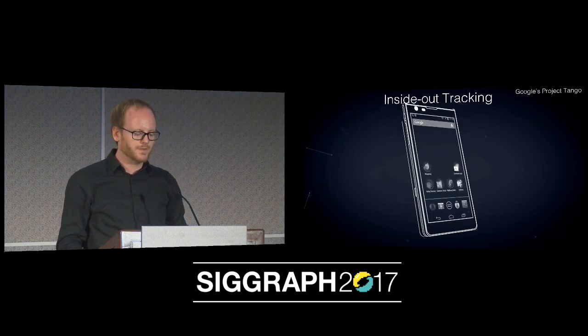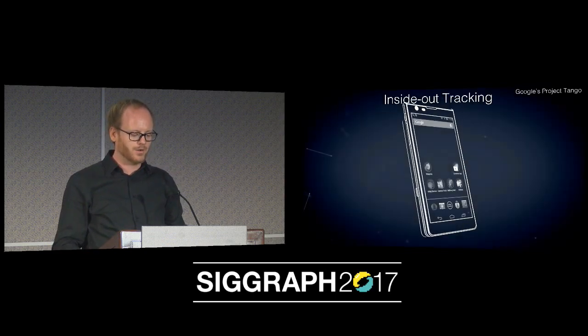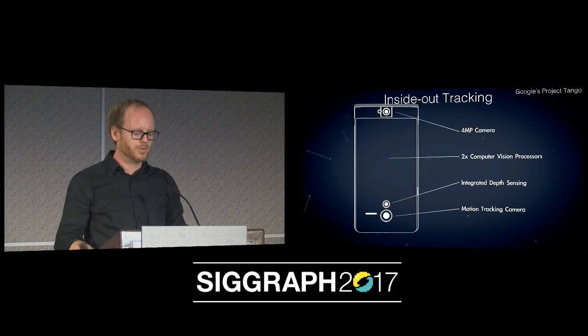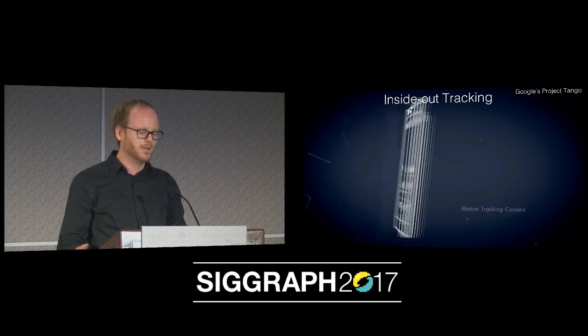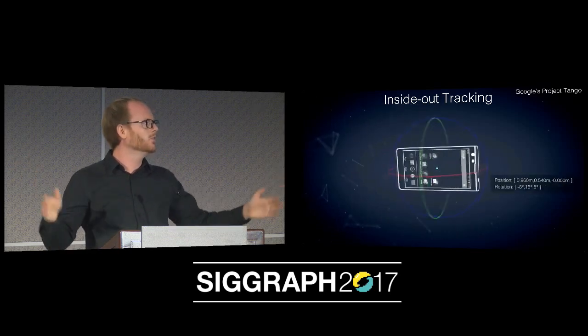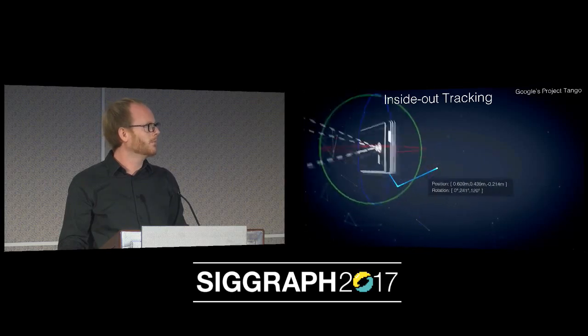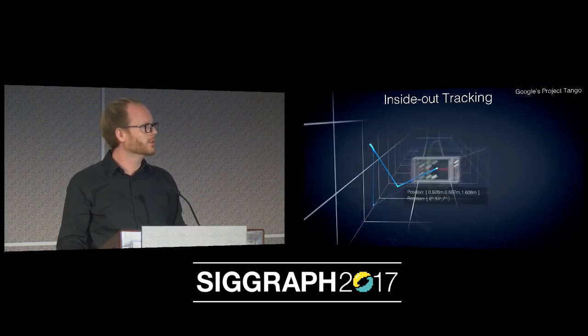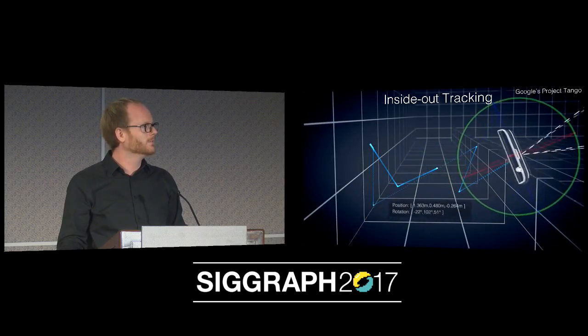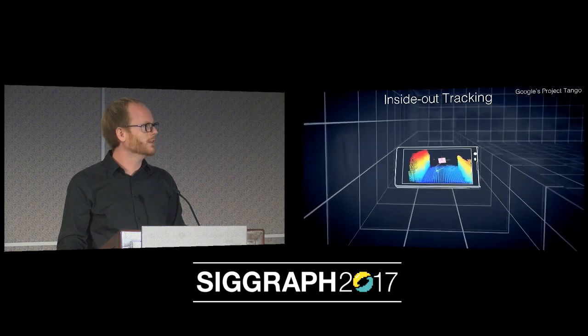So here's an example of inside-out tracking. I mean, that's what you really want to do if you build a commercial headset. In this case, we have an example of Google's Tango. Tango has a whole bunch of different sensors, including a depth camera, a high-resolution wide field of view camera. Then it has an IMU, of course, in it too. So it basically does visual inertial tracking.